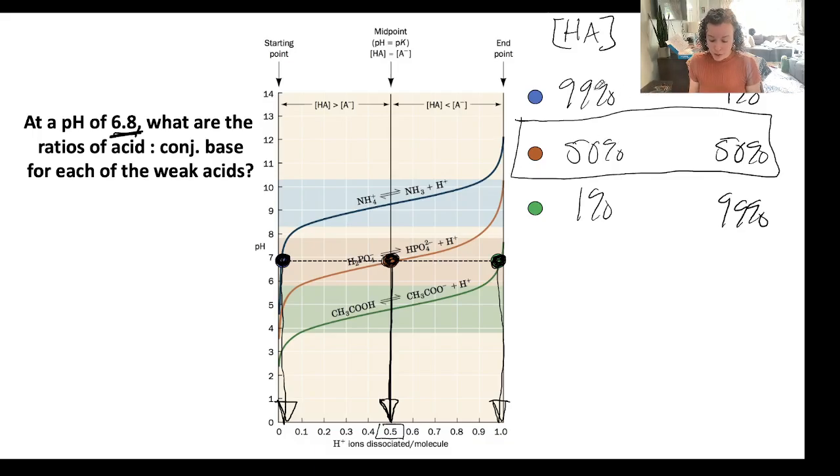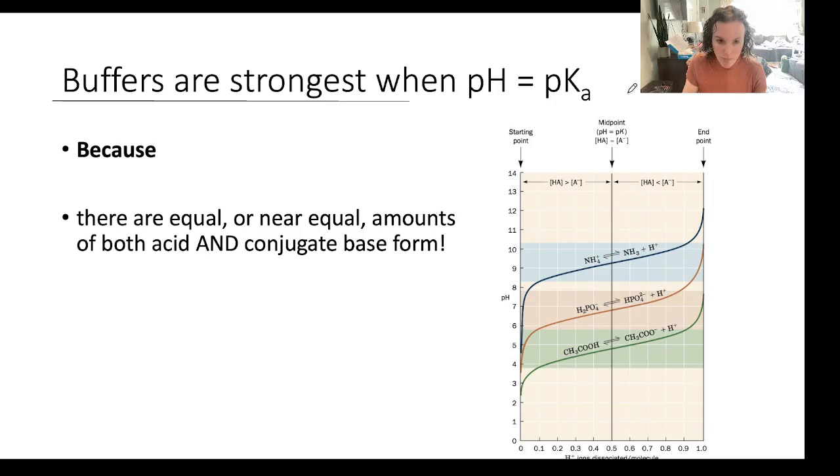That would not be true for either ammonium or acetic acid because they don't have equal amounts of acid or conjugate base. So they would either be very bad at neutralizing any excess acid added, or they would be bad at neutralizing any excess base added. And so that's why buffers are strongest when pH equals pKa. We have equal amounts or near equal amounts of acid and conjugate base form.